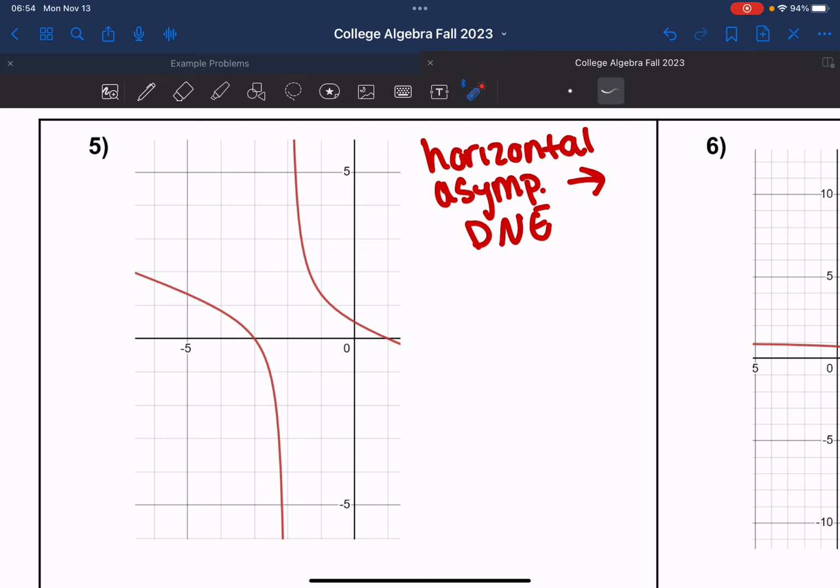Okay. What about the vertical asymptote? Do we have one? What would that be? Good, -2. What's that equation? X equals -2. So that tells us that there's also a possibility that our equations could not have a horizontal and could not have a vertical asymptote.